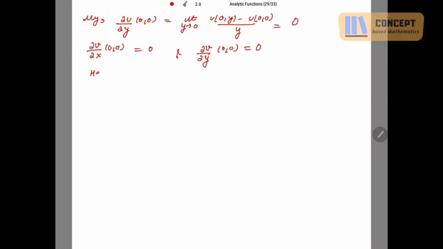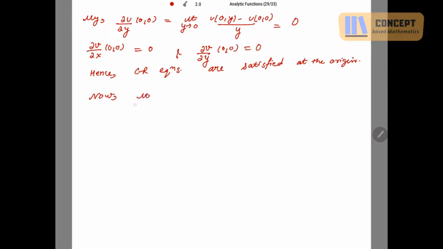Hence CR equations are satisfied at the origin. Clear? Now we will check our differentiability along y equal to x.